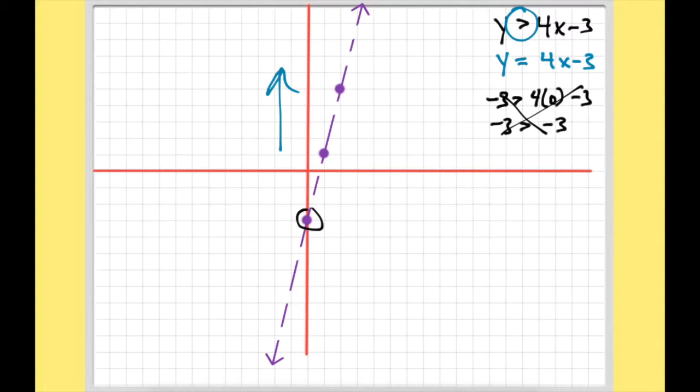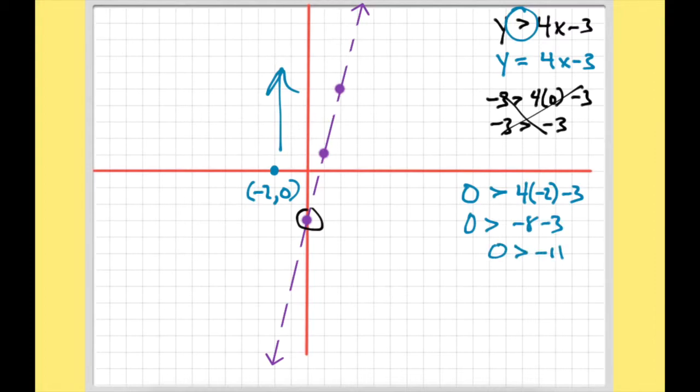But if we're not sure, all we need to do is pick a point on one side of the line. Let's just pick this point at random. That point is (-2, 0). If I plug that into my inequality, is that a solution? So I plug in 0 for y and negative 2 for x. I have 0 greater than negative 8 minus 3. Is 0 greater than negative 11? Yes. So since that point is a solution, every point on that side is a solution.